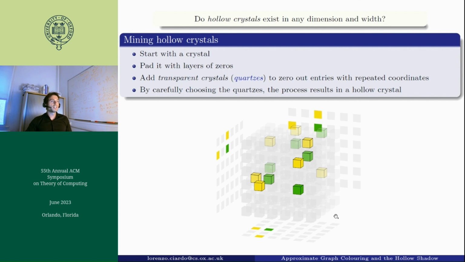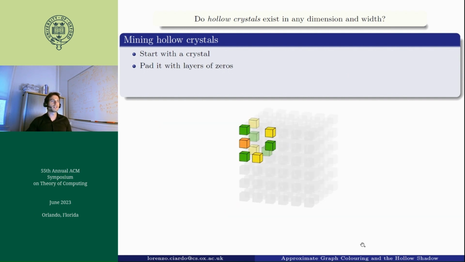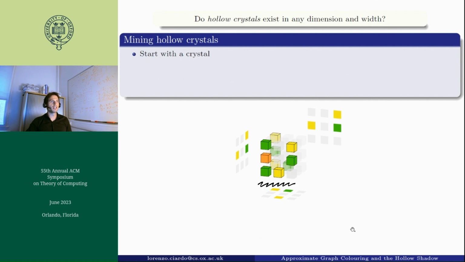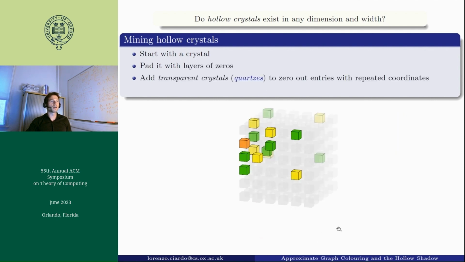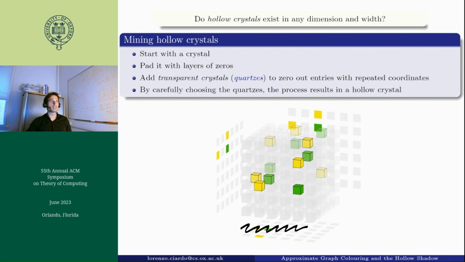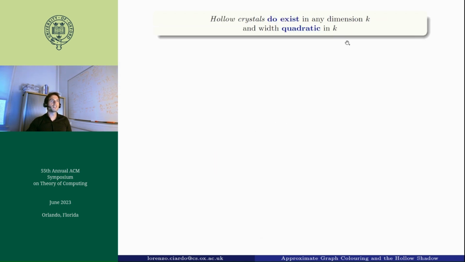Okay, so this means that yes, hollow crystals do exist in any dimension, but notice that the width has increased. So we started with a crystal of width 3, and we ended up with a hollow crystal of width 6. All right, so this means that hollow crystals exist in any dimension and with width quadratic in K. So we suspect that quadratic is not optimal. We suspect that linear is actually enough, but definitely constant does not work.